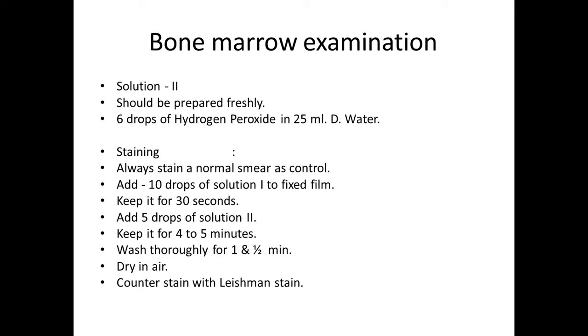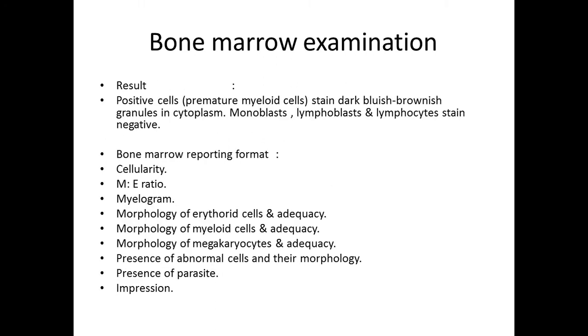So initially we take a bone marrow smear, we fix it. We take a normal smear, we fix it. To both these normal and bone marrow smears, we add 10 drops of solution 1, keep for 30 seconds. To it, add 5 drops of solution 2, keep it for 4 to 5 minutes. Wash both the smears, air dry, and see under the oil immersion. The result is immature myeloid cells. They show in their cytoplasm bluish brown granules.